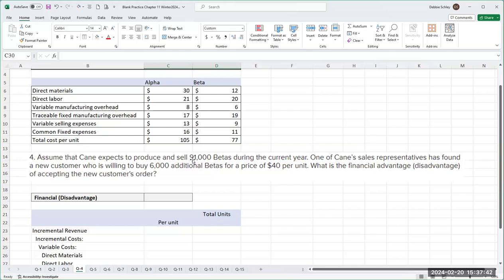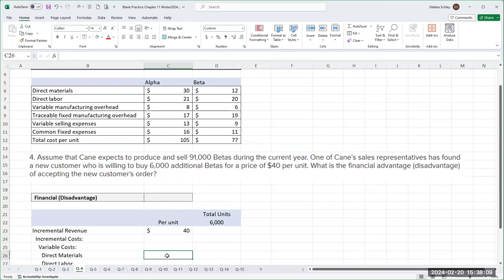Assume that Kane expects to produce and sell 91,000 betas during the current year. One of Kane's sales representatives has found a new customer who's willing to buy 6,000 units of beta for a price of $40 per unit. What is the financial advantage or disadvantage of accepting the new customer's order?